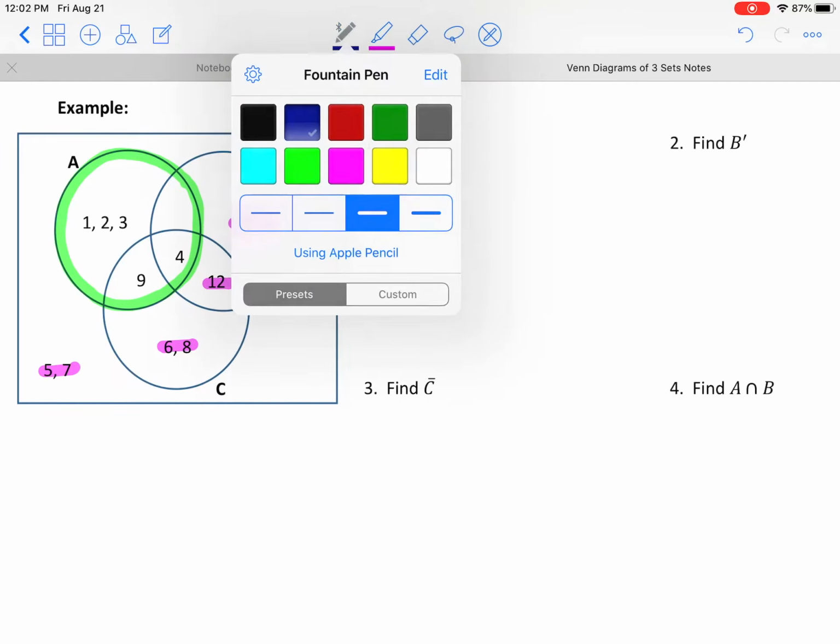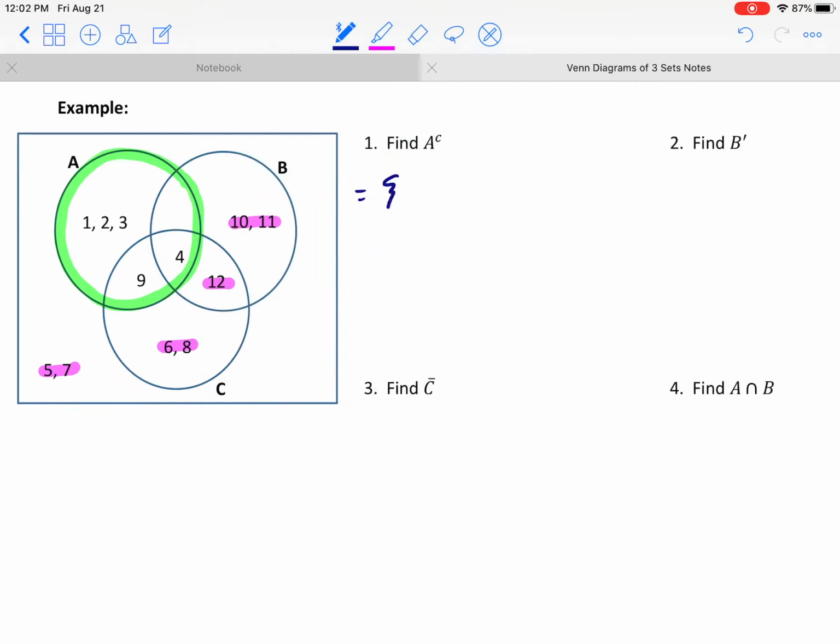So we're going to list this out, and remember, it doesn't matter the order that we put the elements. Now, if you're a little OCD, that's okay, I understand, and you want to put them in order, totally fine. I'm just going to go left to right here. So we have 5, 7, 6, 8, 12, 10, and 11. Those would be the elements in that complement. Okay? Alright, let's look at the next one.